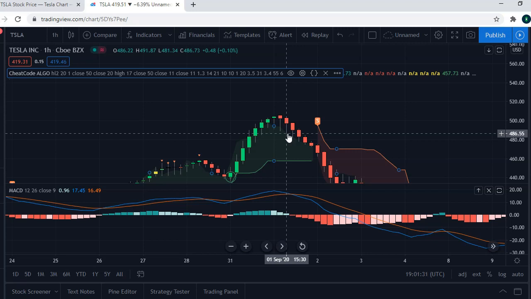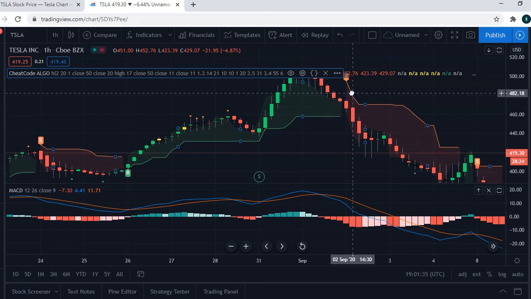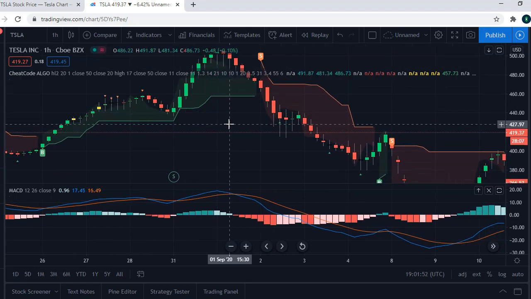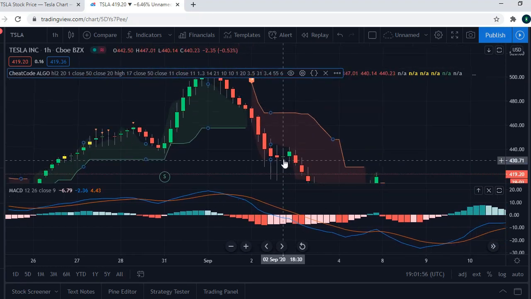You may not catch the very, very peak of it, but regardless, even if you're getting out here at 471, your last entry was here at 406 or whatnot. So that's a solid 15% on that trade just in stock. Now, options traders, you guys know that could be hundreds of percentages in options trades depending on your contract. So, just an amazing thing to have on your side.